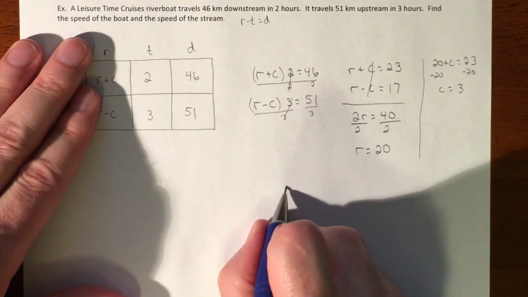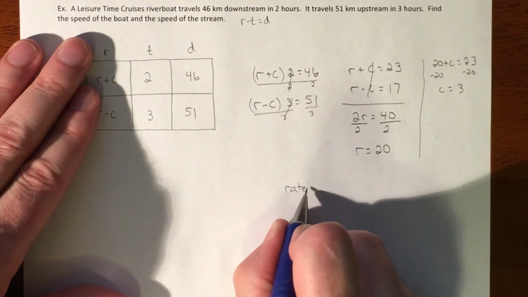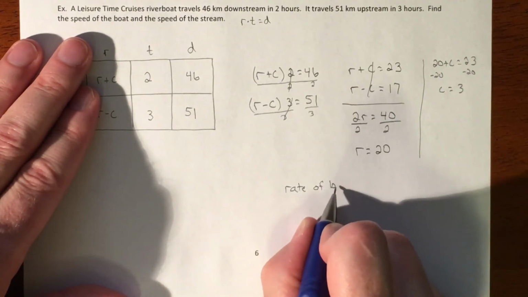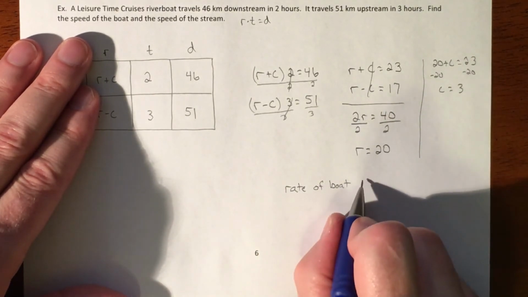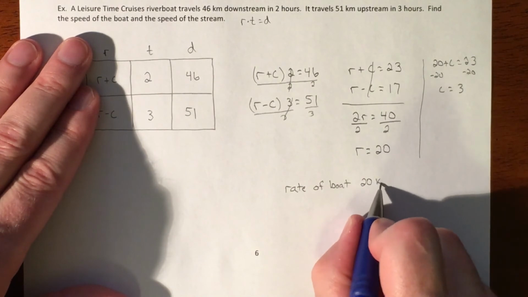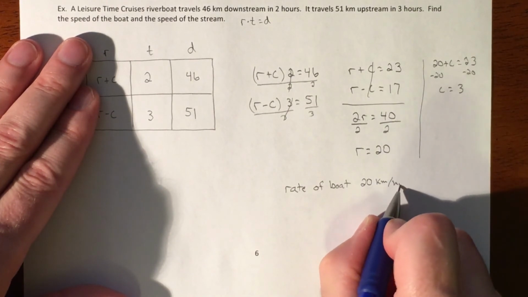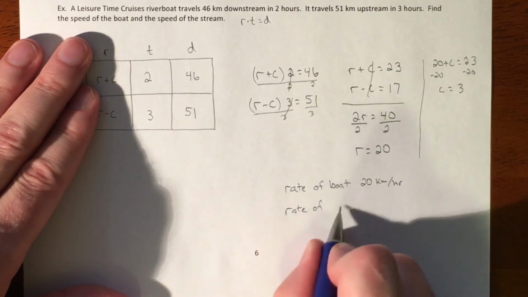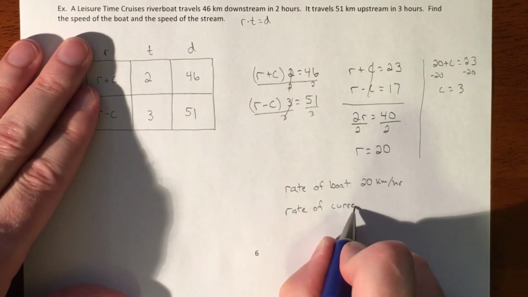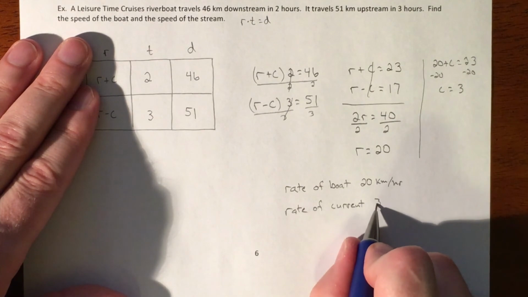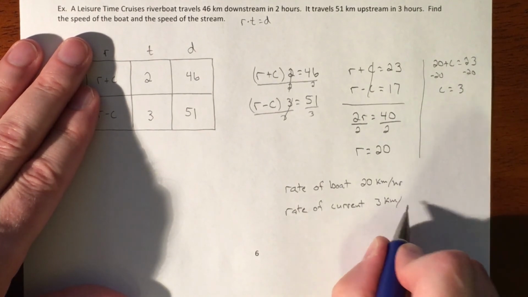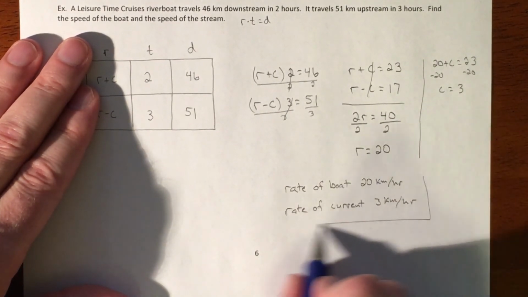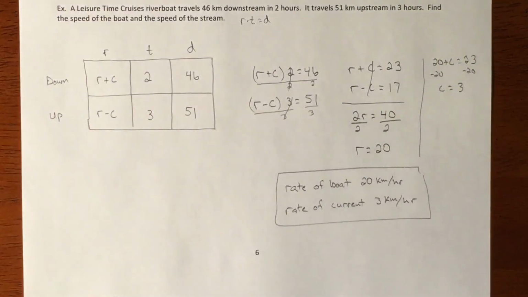So we have the rate of the boat, and it is a rate, so it's 20 kilometers per hour, and the rate of the current at 3 kilometers per hour. All right, and so that was a rate times time equals distance, kind of a system of equations.